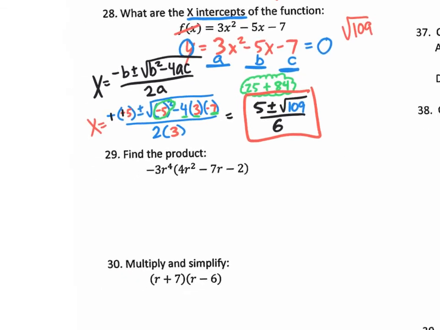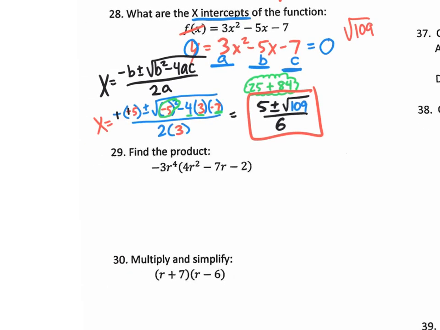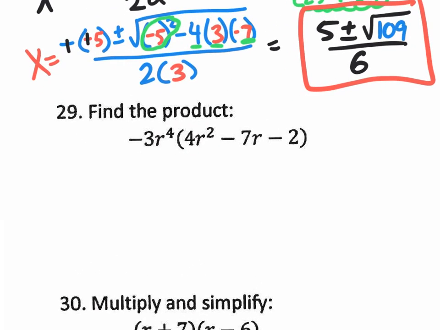Let's move on. Find the product, number 29. This is a distributive property problem. We're going to take this entire monomial and distribute it. So let's first start with the coefficient, -3 times 4. What's -3 times 4? -12. And then how about r to the 4th times r to the 2nd? It is r to the 6th. Not r to the 8th, r to the 6th. Remember, when you multiply, you add exponents.